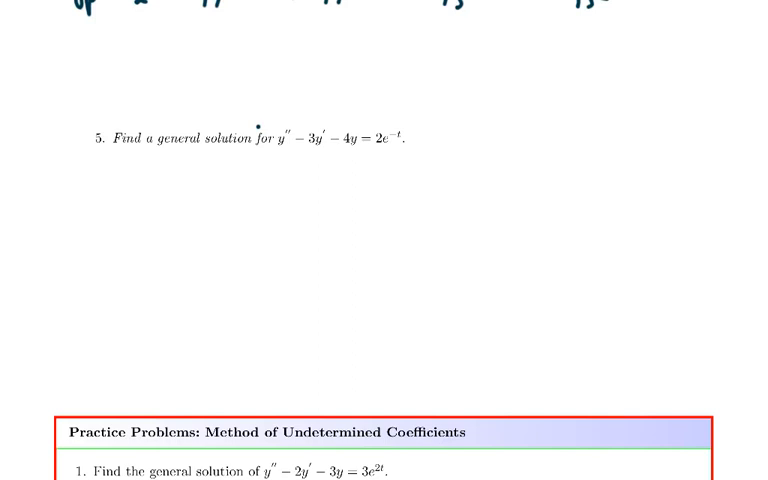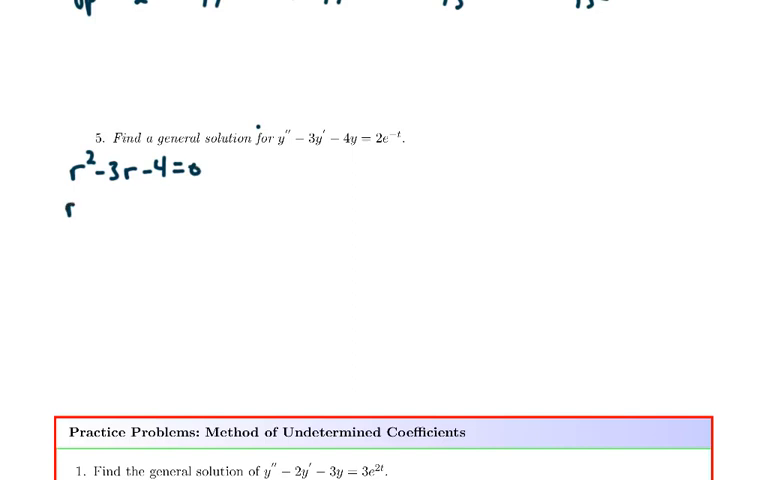Here we want to find the general solution. And so when you want the general solution, that is the homogeneous plus the particular. So homogeneous is from the previous video, so we know how to do that one. You first get your characteristic polynomial. So we've got r squared minus 3r minus 4 equals 0.